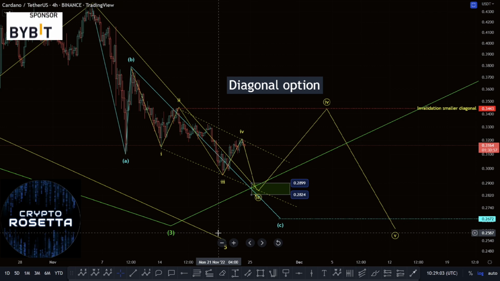Welcome everybody, my name is Savage and today we're going to be having a look at ADA against the USDT pair.